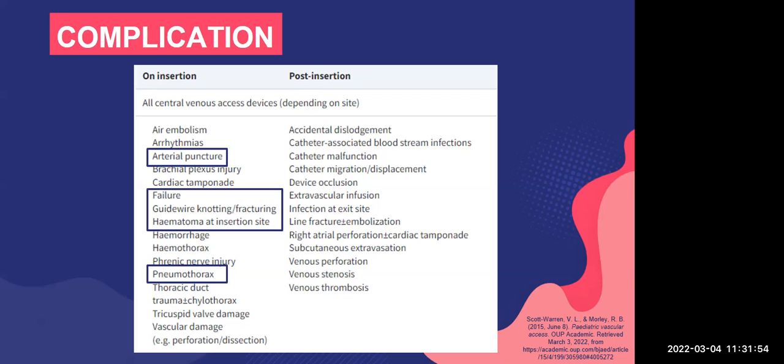And then the common complications for post-insertion are listed at the top, which are accidental dislodgement and problems with the catheter, either bloodstream infections, malfunctions, migration, or occlusion, which require further management later on.